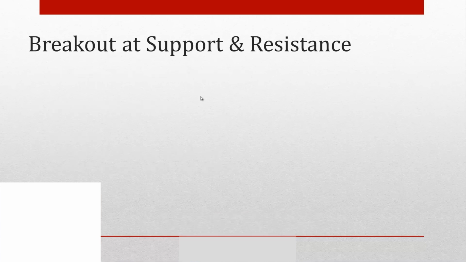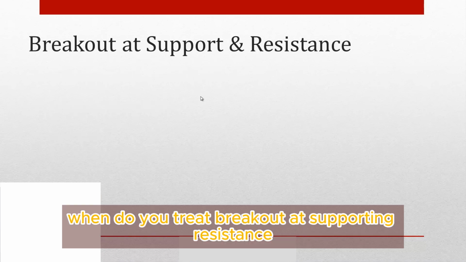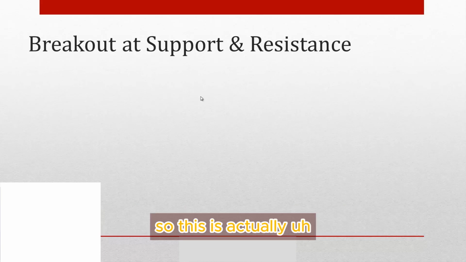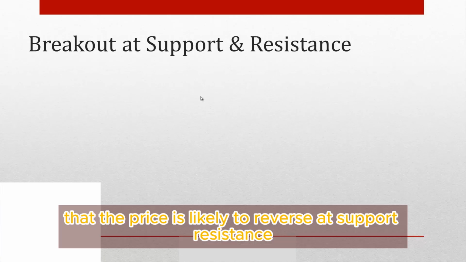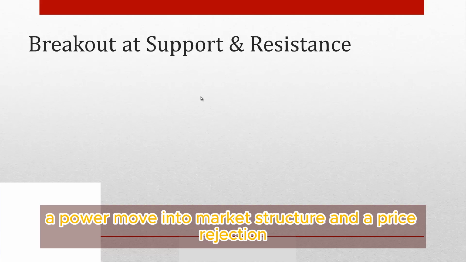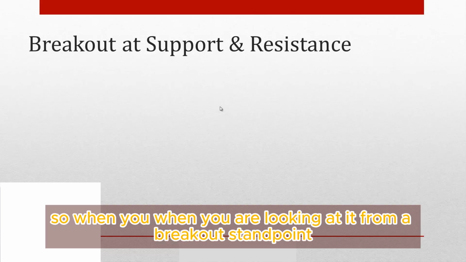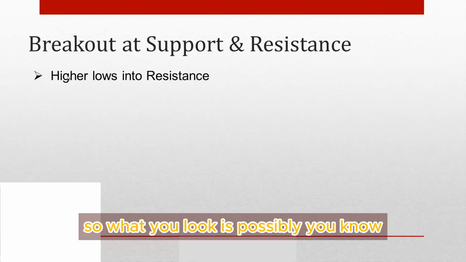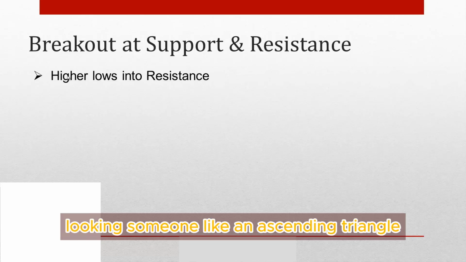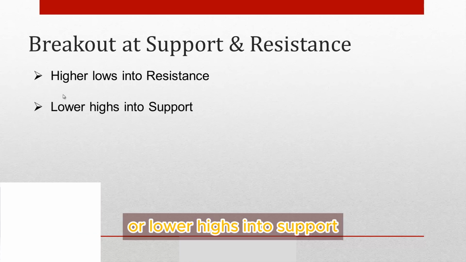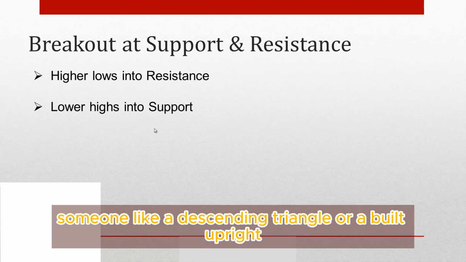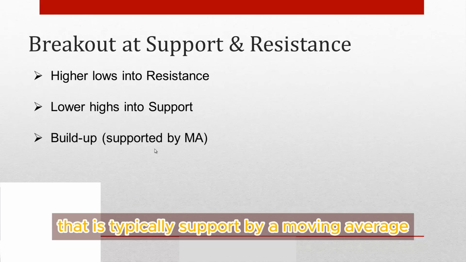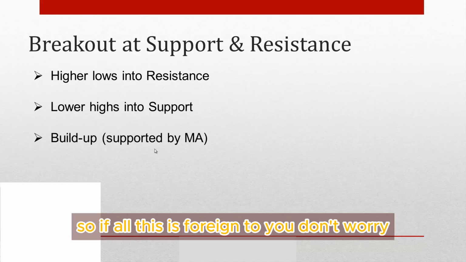Okay, moving on. When do you trade breakout at support and resistance? So this is actually pretty much the opposite of what you just learned earlier. You know that the price is likely to reverse at support and resistance when you have a power move into market structure and a price rejection. So when you are looking at it from a breakout standpoint, you don't want to see a power move into market structure. What you look for is possibly higher lows into resistance, looking somewhat like an ascending triangle, or lower highs into support, somewhat like a descending triangle, or a build-up that is typically supported by a moving average.